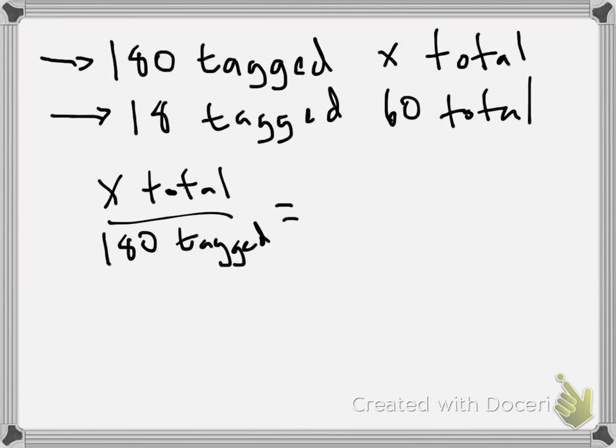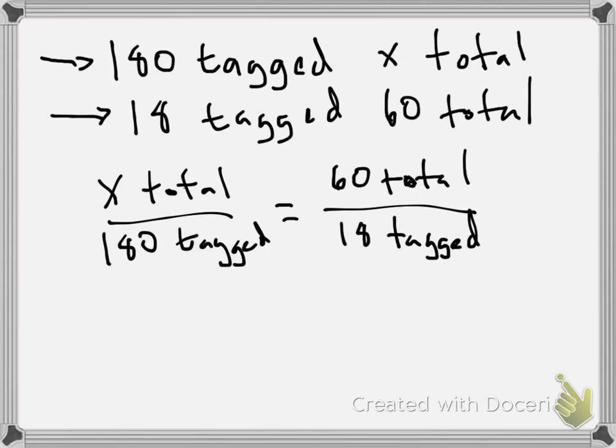I put the total number of deer for the whole forest on top. I need to put the total number of deer for my later sample down in the same spot. I did total on top for the first fraction, need to do total on top for the second fraction. And that means I did 180 tagged deer on the bottom. I need to do the tagged deer on the bottom for this fraction as well. So again, the key is consistency. There are several other correct proportions that would work with this problem as long as you're consistent with your setup.